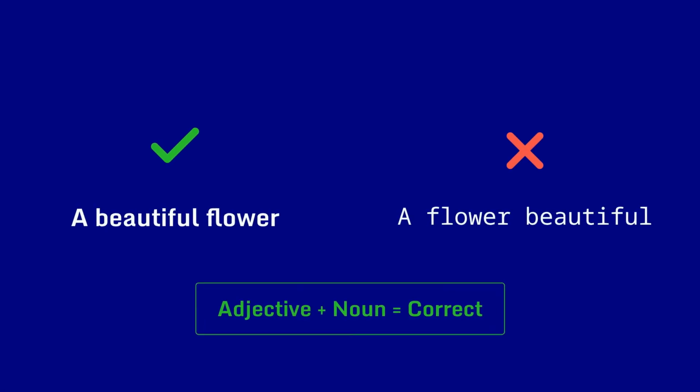Now, a very important rule, adjectives usually go before the noun in English. We say a beautiful flower, not a flower beautiful. Put the description first. But with the verb to be, the adjective comes after. For example, the sky is blue.